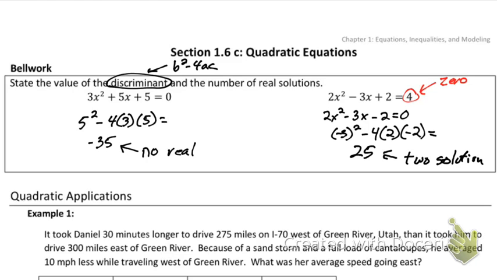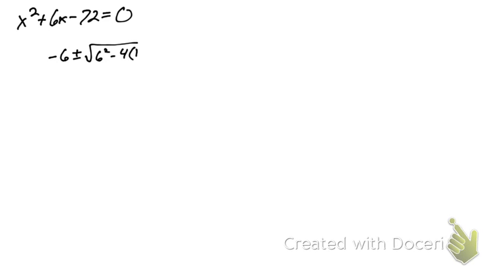Yeah. Well, probably completing the square is going to be a lot easier than the quadratic formula. Well, let's just see here. Okay, we'd have x squared plus 6x minus 72 equals 0, right? Yeah. And then you want to see it as the quadratic formula? Sure. Okay. So we're going to have negative b, which would be negative 6, plus or minus the square root of 6 squared minus 4ac. And that would be all over 2a, which would be 2 times 1.